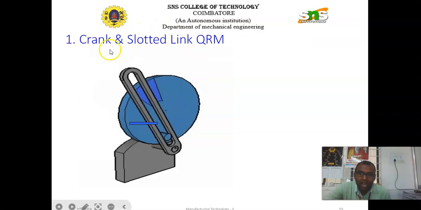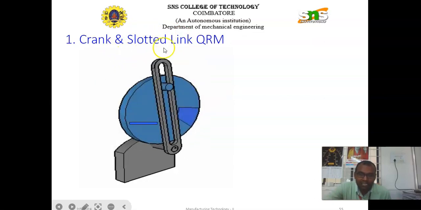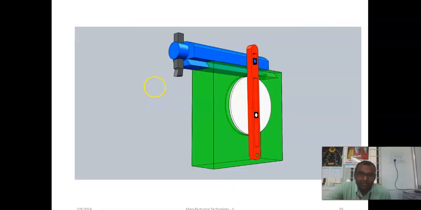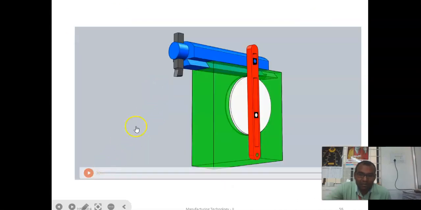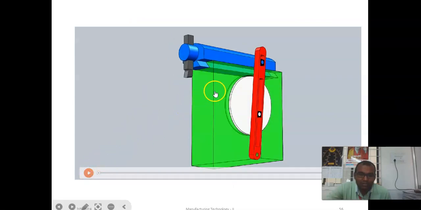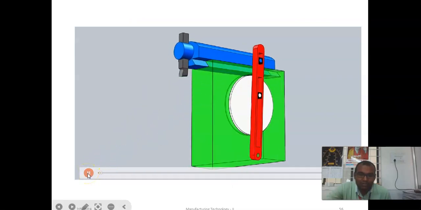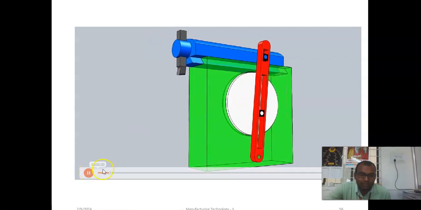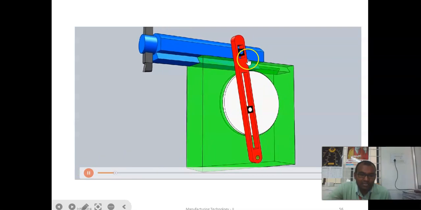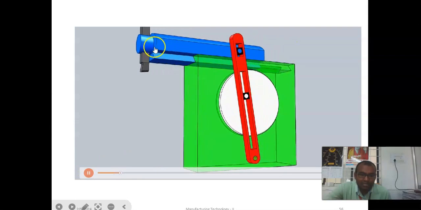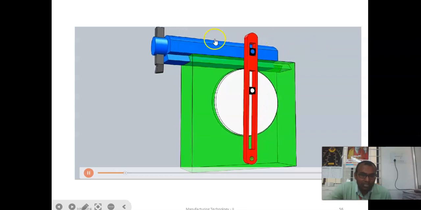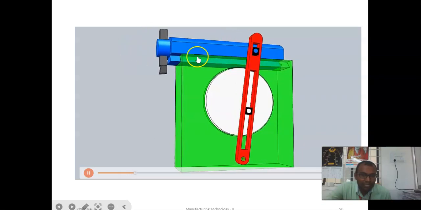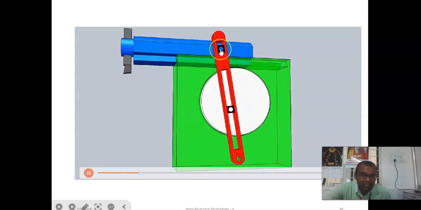This is an example demo model of a crank and slotted link quick return mechanism. This is another example. This is the return stroke and this is the forward stroke. Looking at the image, it is evident that the forward stroke makes a larger angle, whereas the return stroke makes a shorter angle.